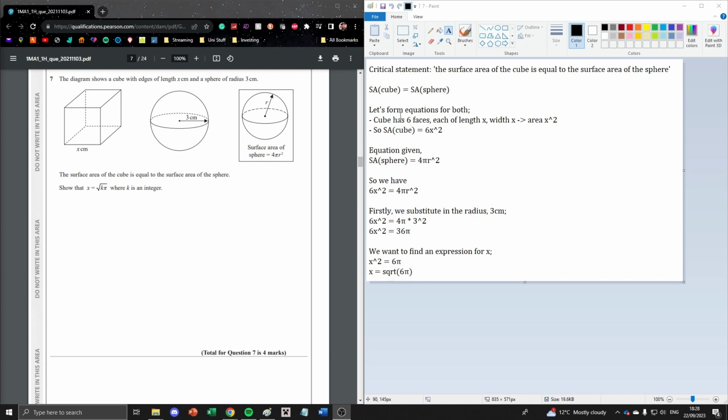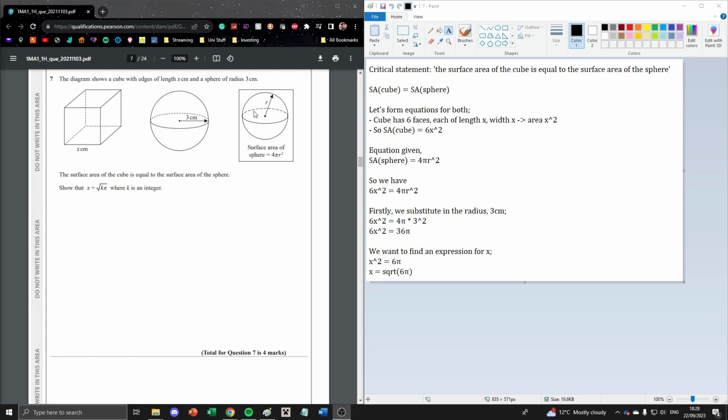So we need to form equations for both of these things, obviously, where we can eventually get some expression for x. So the cube's got 6 faces, each of length x and width x, and so the area of each face will be x squared. So 6 of those gives us a surface area of 6x squared.